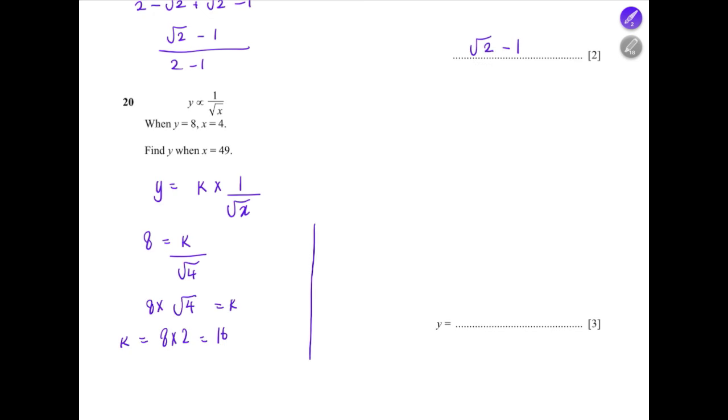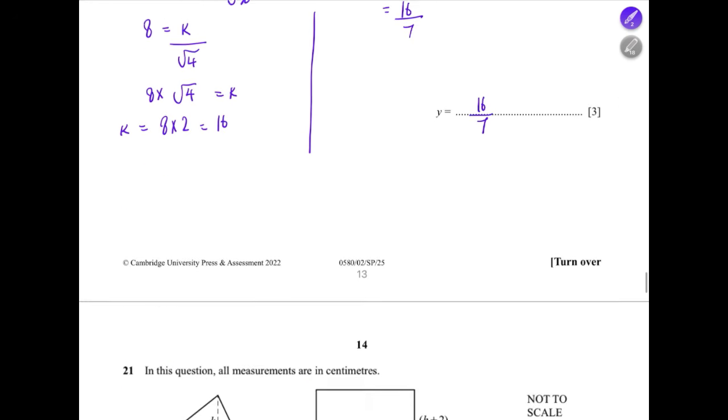So now you know the value of k, and you need to find the value of y when x is 49. So let's find out. y equals 16 multiplied by 1 over square root 49. That is going to be 16 divided by 7. You can simply write it like this, or even as a mixed fraction if you want.